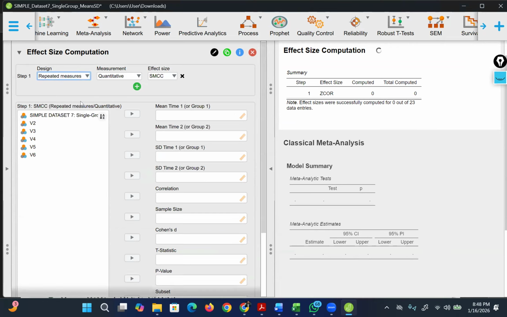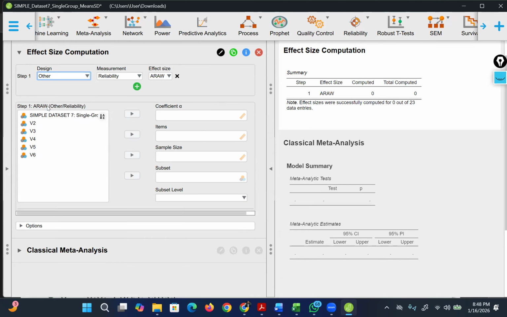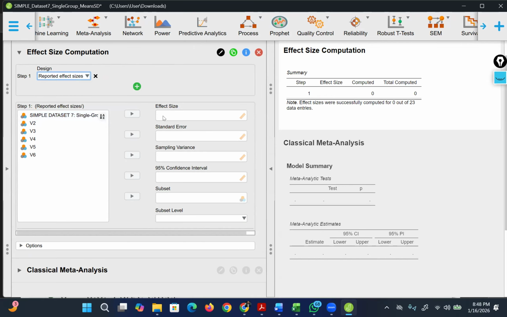Then if I say repeated measures, we have mean 1, mean 2, control group, the treatment group, okay? Then if I say others, meaning coefficient of alpha, maybe we are talking about a regression. From the regression, we have coefficient values, right? So we can put that as well. Then we have reported effect size, where the effect size is already mentioned in the research. They already calculated the effect size for you. If that is the case, then you can directly collect it. No need to calculate the effect size. You can directly extract the value from the studies.